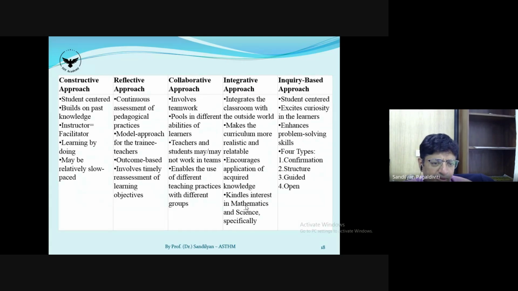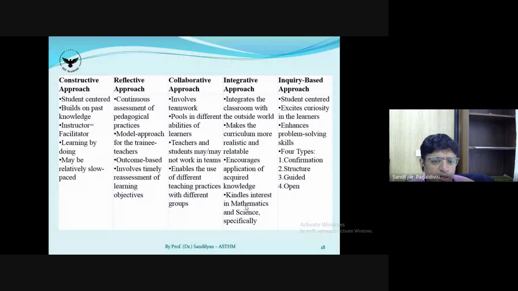So you can see what happens in each of these approaches. So in constructive approach, it is student centered, builds on the past knowledge and learning by doing, but it may be relatively slow. Reflective, the assessment of pedagogical practices, model approach for the trainee, and it's outcome based. You need to keep reassessing your learning objectives.